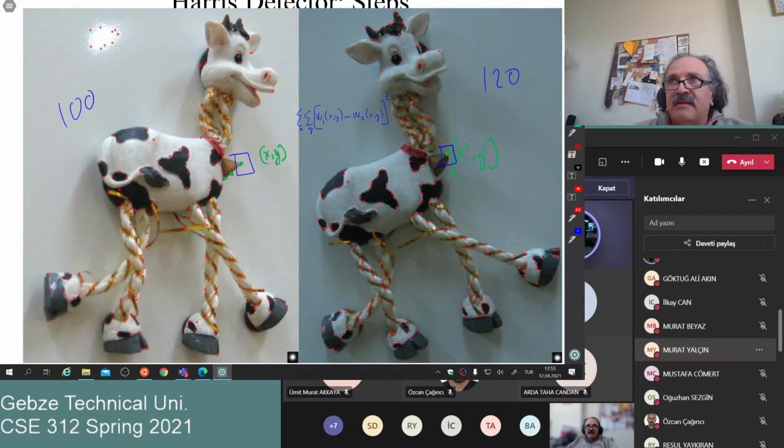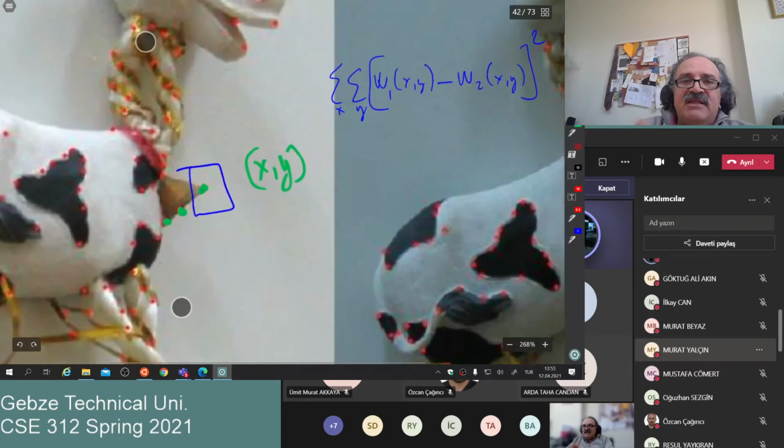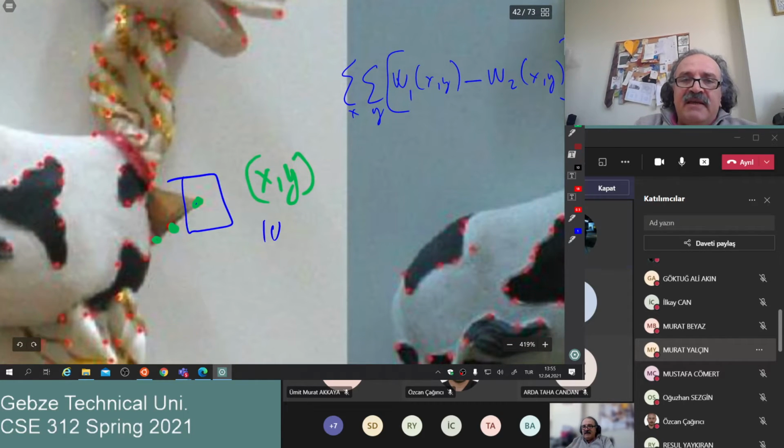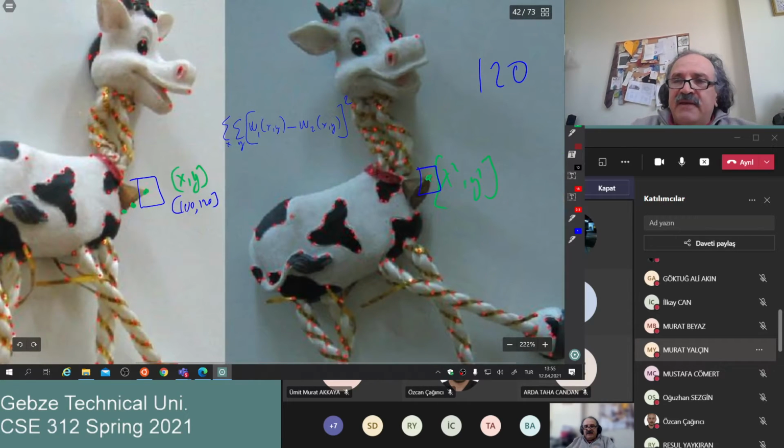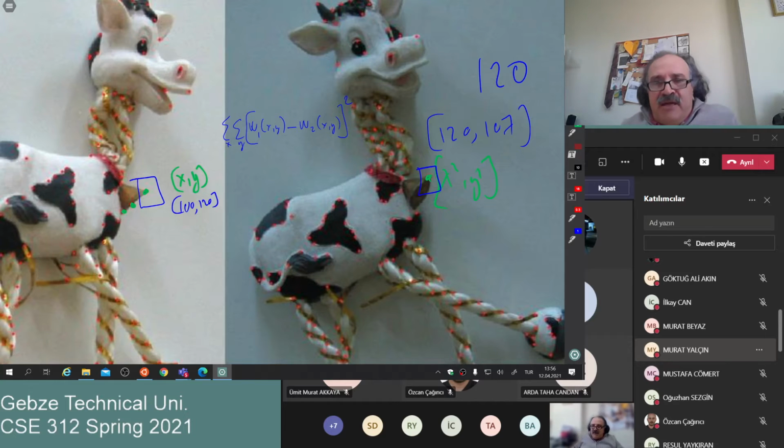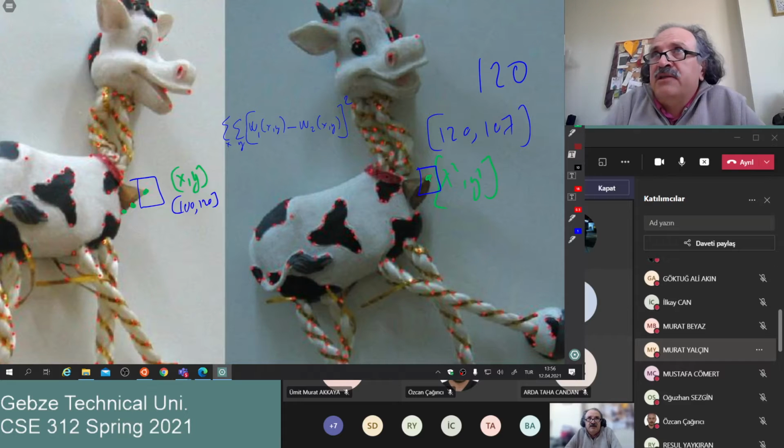But we are all looking for coordinates. Yeah, well, this one is x and y. This one, let's say 100 and 120. This one is, let's say, 120 and 107. So by looking at the coordinates, I cannot make a match because they are not supposed to stay in the same position, right? Otherwise, correspondence would be very easy.